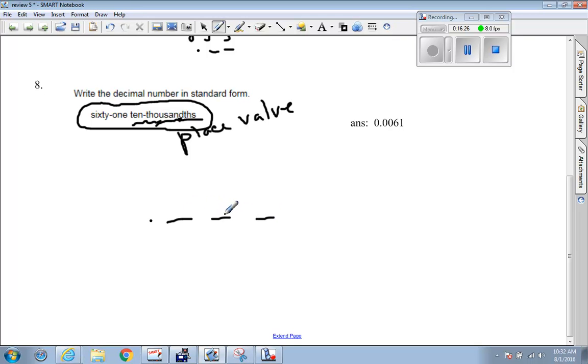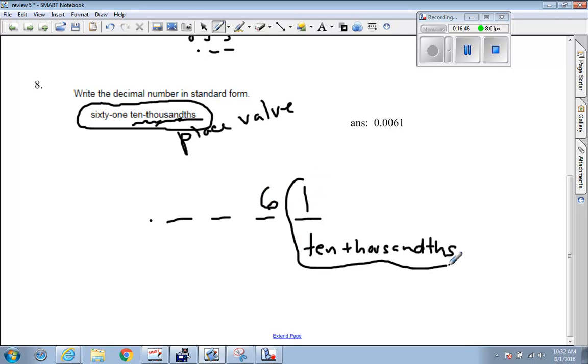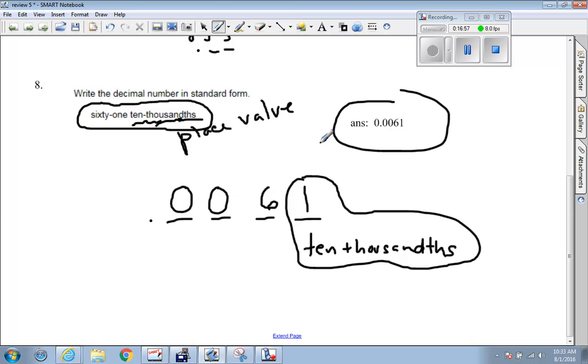Lay it out. Boom, boom, boom. Tenths, hundredths, thousandths, ten thousandths. Make sure you lay out that place value chart, and that'll tell you where to place those digits. So when you say 61 ten thousandths, see, the 1 has to land in the ten thousandths spot. And what goes here? Placeholders. So zeros. So 0.0061, voila. So the big thing is look out for the place value and lay it out.